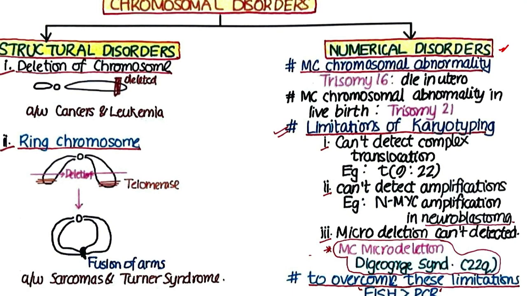So if one chromosome 16 is extra, it is trisomy 16. The patient will die in utero. If one chromosome 21 is extra, it will be called trisomy 21, which is Down syndrome. It is the most common chromosomal abnormality in live birth. That is Down syndrome, trisomy 21.